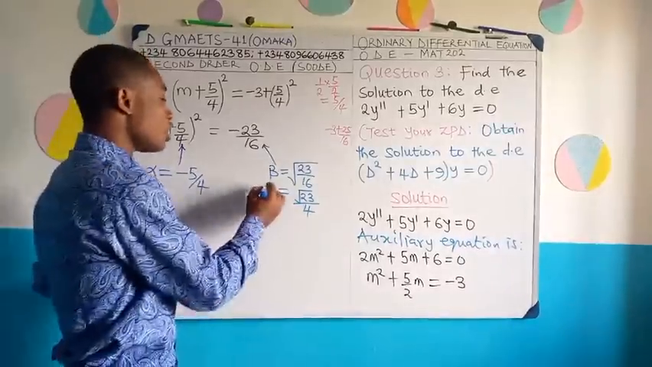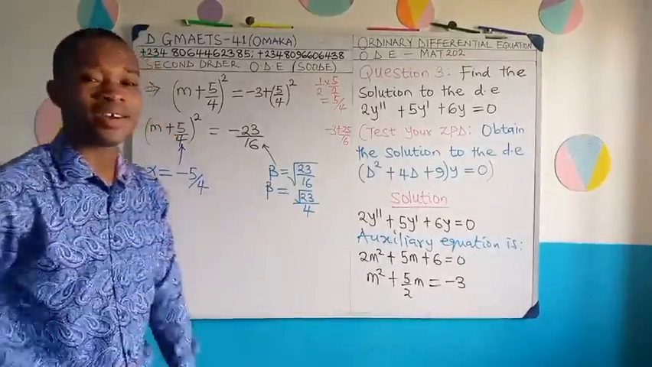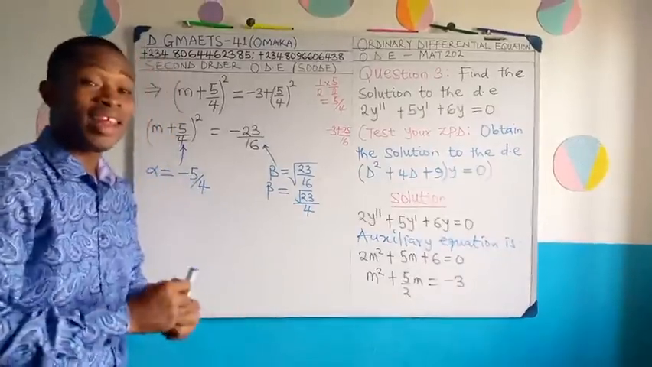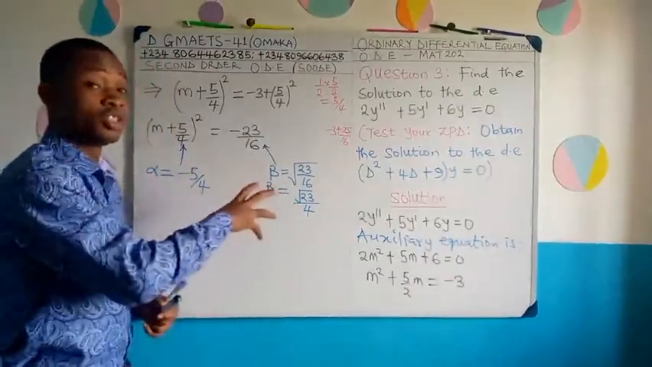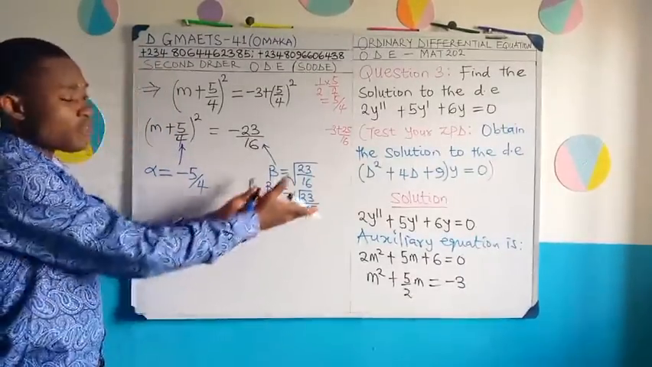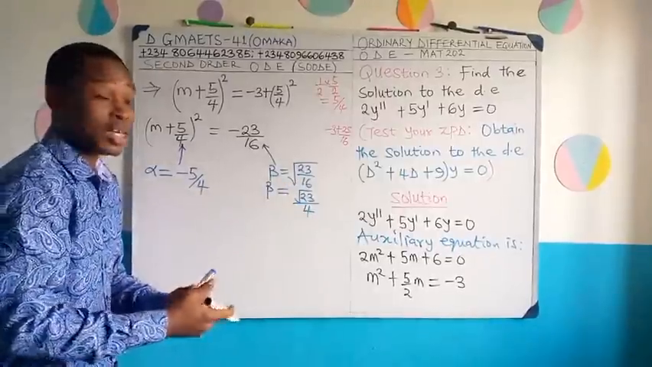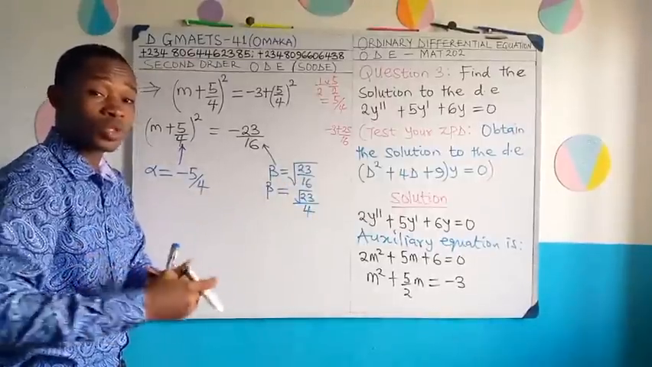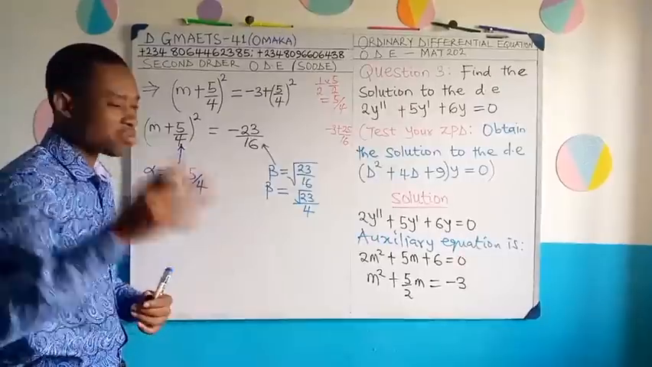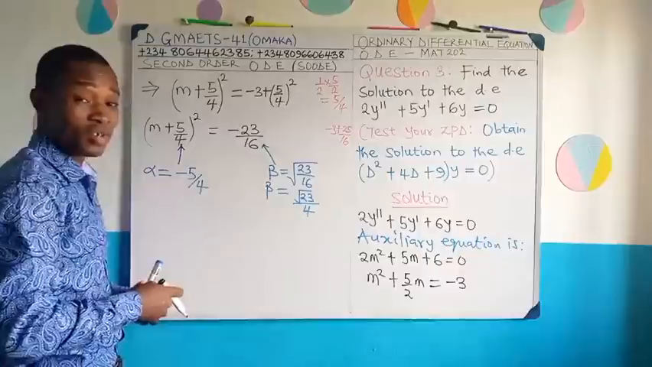So you see, we've gotten our alpha and our what? Beta. And so we go straight ahead and select the general solution to the homogeneous O.D.E that will solve this problem. Of course, this was solved by the completing the square method. I said you can also use the quadratic formula. Why not try that out in your spare time and compare the results?